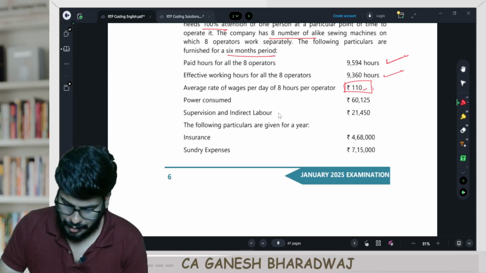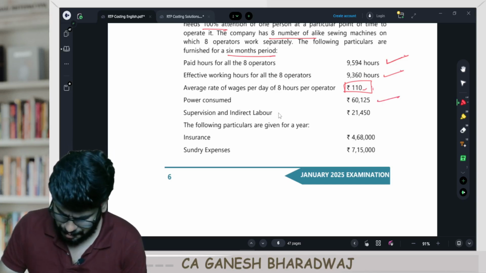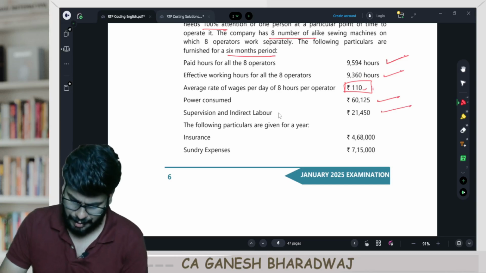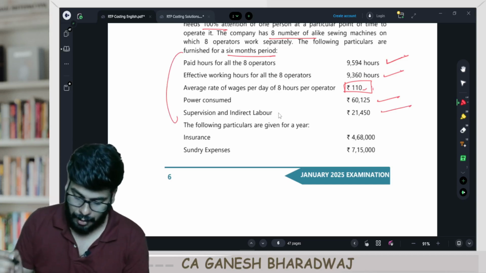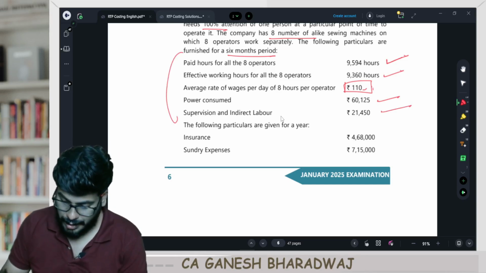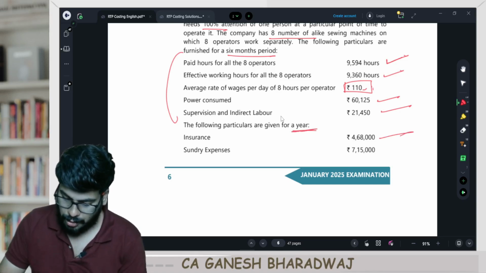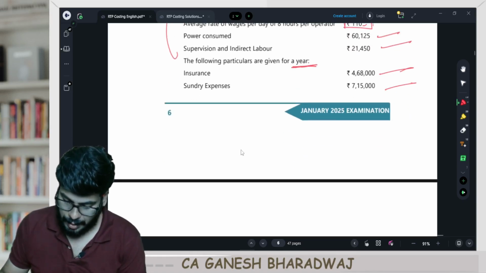Right. Next, power consumed, the figure is given. Supervision and indirect labor, the figure is given. These figures are all given for a period of 6 months. The following figures are given for a year. Insurance cost, sundry expenses.